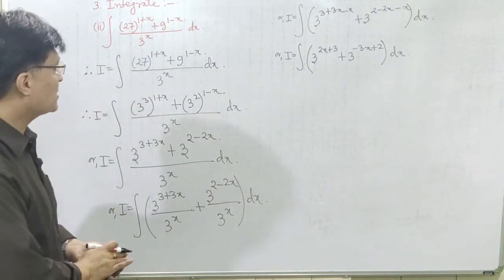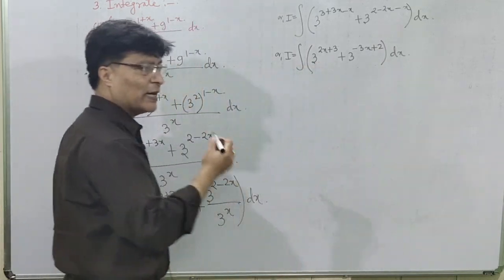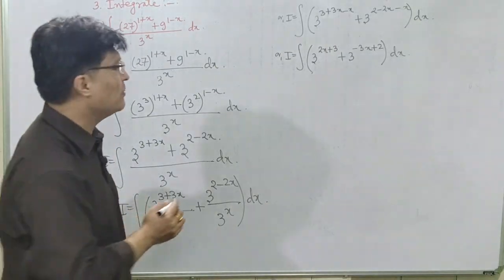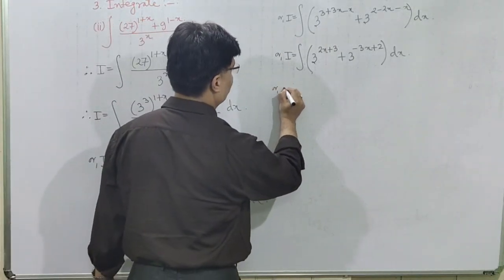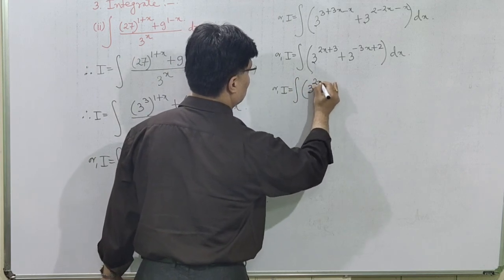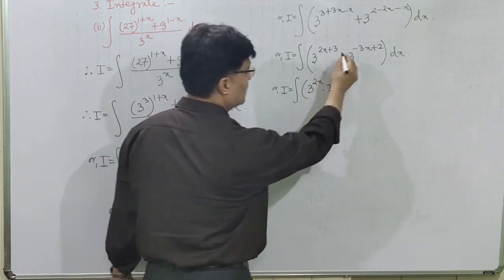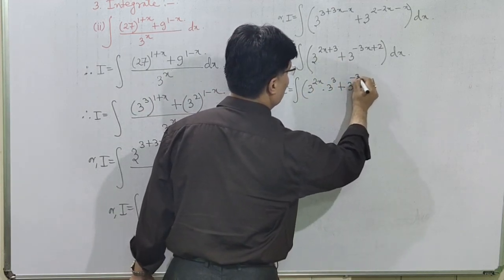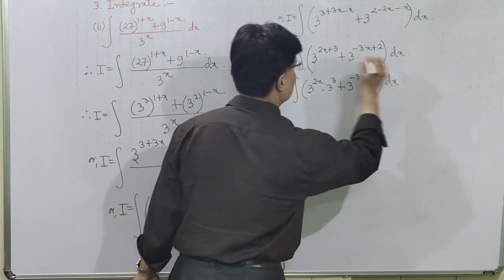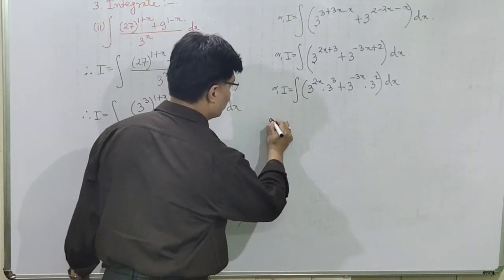Understood? So next you can simplify it further. 3 to the power 2x plus 3 can be simplified. 3 to the power minus 3x plus 2 also can be simplified. Or I is equal to integration of, within bracket, 3 to the power 2x into 3 cube plus, this can be separated, 3 to the power minus 3x into 3 square, bracket close, dx. Is that clear? Now we can separate the term.